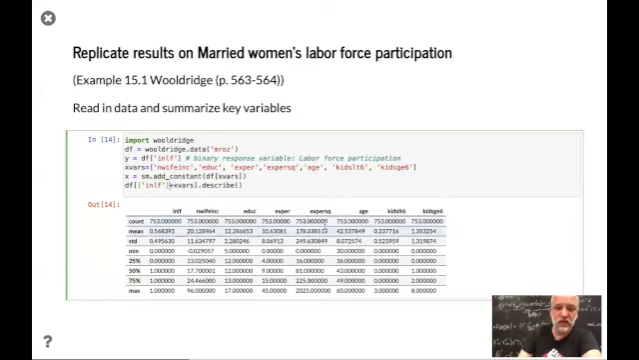You have education, experience, experience squared, age, and then the number of children less than 6 years old, and kids older than 6 years old. And you can see there's some people who have like 8 kids, but it's not a lot of people. It's going between 0 and 8 and 0 and 3 here. So you can look at those descriptions.